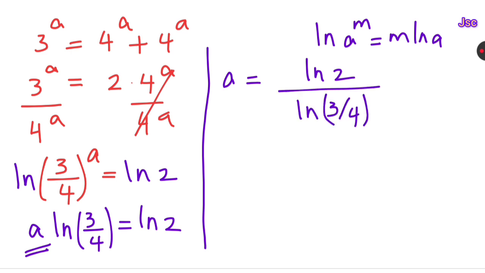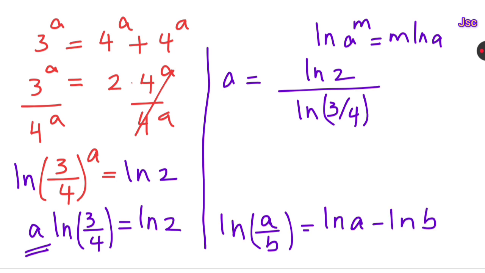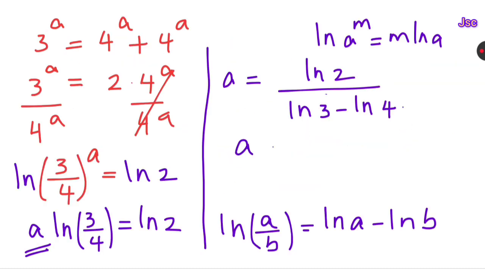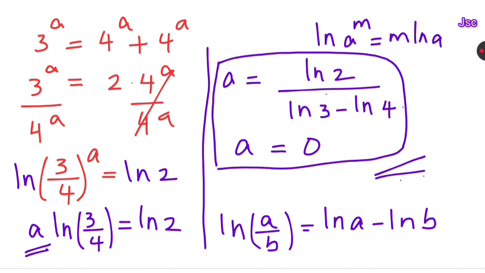ln (3 over 4) is in the form of ln (a over b). So we can write this as ln a minus ln b. So this we can write as ln 3 minus ln 4. This is the other a value. In our first equation we got a as 0. So our a is 0, and another a value is ln 2 over (ln 3 minus ln 4). These are the a values of this expression.